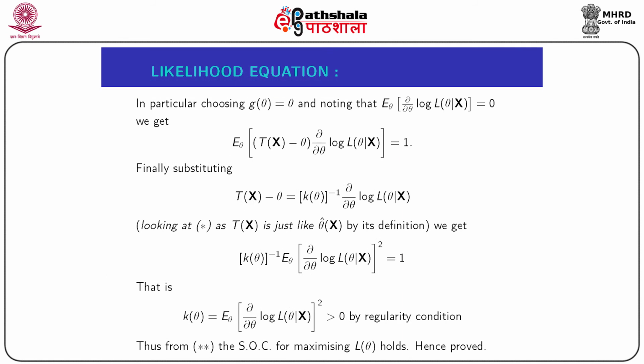Now, in particular, choosing g(θ) equal to θ and noting that the expectation of ∂/∂θ of log L(θ) equals 0 under the regularity condition, we get the expectation of (T(x) minus θ) times ∂/∂θ of log L(θ) is equal to g'(θ), which is equal to 1 with the choice g(θ) equal to θ. Let us denote this expression by triple star.